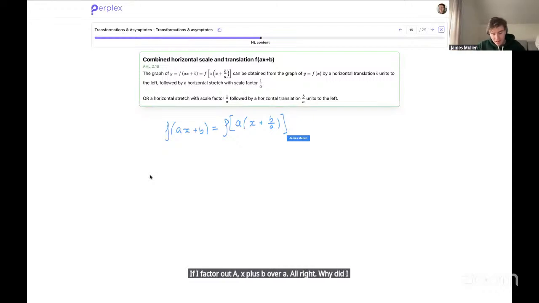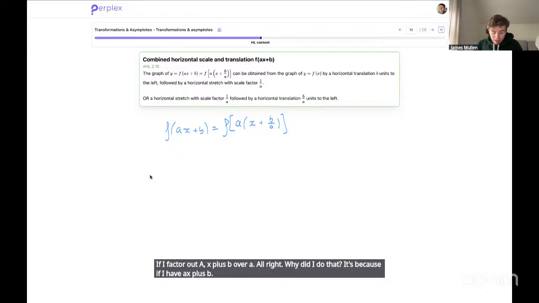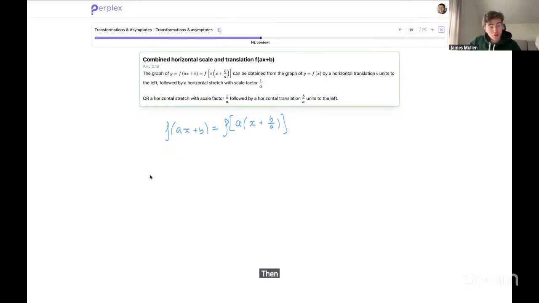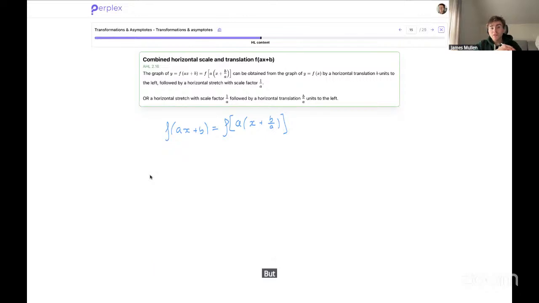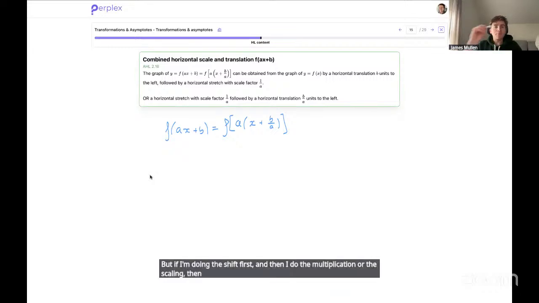It's because if I have ax plus b, then depending on the order in which I do my transformation, I need to make sure I'm doing the multiplication first, so the stretch first, and then the shift. But if I'm doing the shift first, then I do the multiplication or the scaling, then that factor is going to multiply whatever I did with the shift, unless I'm very careful.